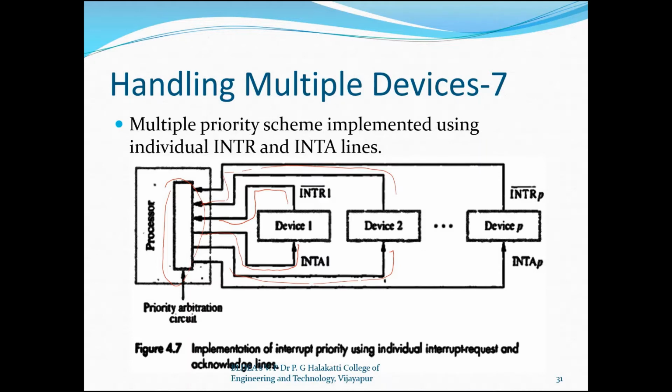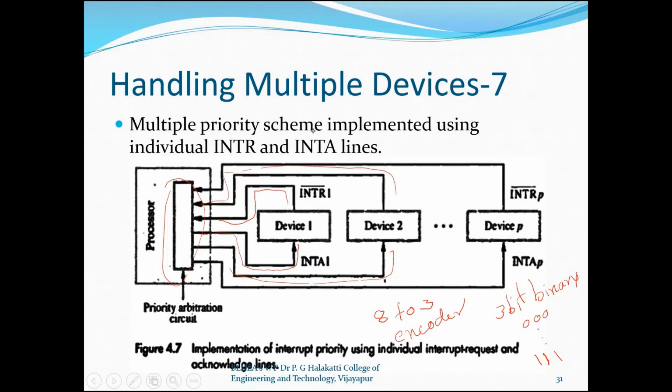Now, the simplest possible priority arbitrator may consist of a single priority encoder. Let's assume we have 8 devices, then we can use an 8 to 3 priority encoder to encode the priority as a 3-bit binary number from 000 to 111. So this model shows how multiple priorities can be handled, or you can say this is a multiple priority scheme.